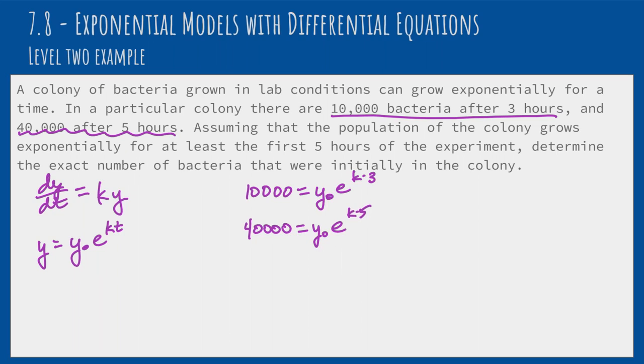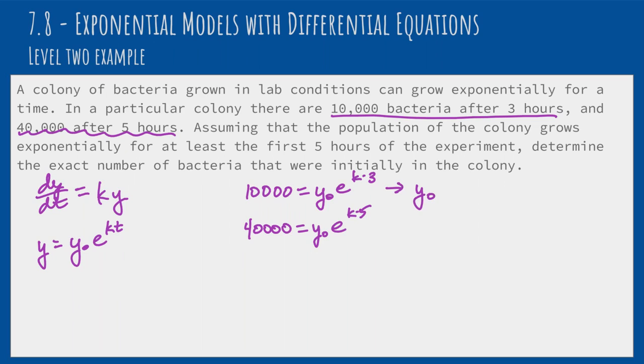Now, since we have two equations and two unknowns, the initial population and that growth constant k, we can solve this system of equations. It is possible to solve for k in one of them and plug it in for the other to find y naught. I actually think it's easier in this case to solve for y naught in both, solve for k, and then use that k value to go back and solve for y naught in either one. So that's the process I'm going to take.